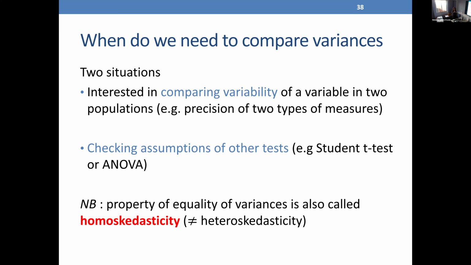Sometimes you can be interested in the variability, and you want to compare the variability between two groups. And sometimes it's because you want to check the assumptions in order to do another test, which is what we were talking about. In order to do a student t-test or an ANOVA, we need to check whether the variances are equal. And the property of equality of variances is also called homoscedasticity. And if the variances are not equal, it's heteroscedasticity. But you can just say the variances are equal or not equal.